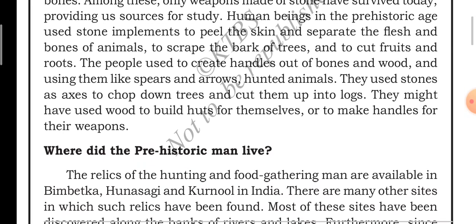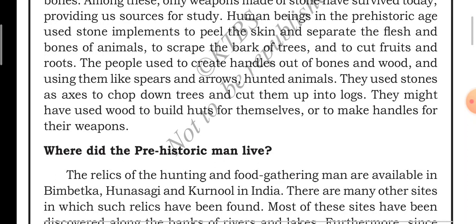Okay, so now the people used to create handles out of bones or wood. These people used bones and wood to make handles for weapons, and they fixed those stone tools to handles made of wood or bones, using them like spears and arrows, and they hunted animals. They used stones as axes to chop down trees and cut them into logs.